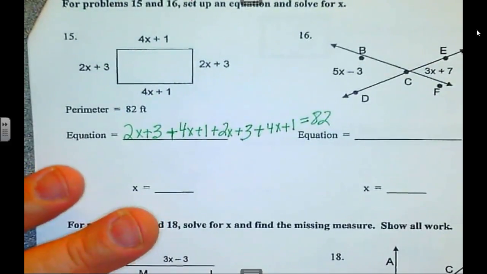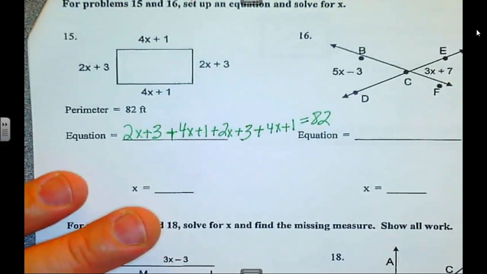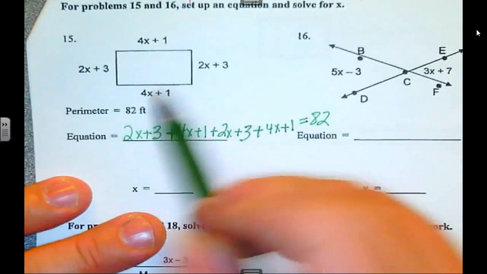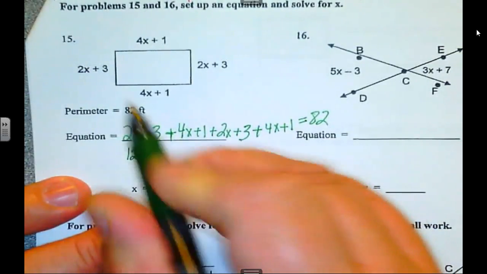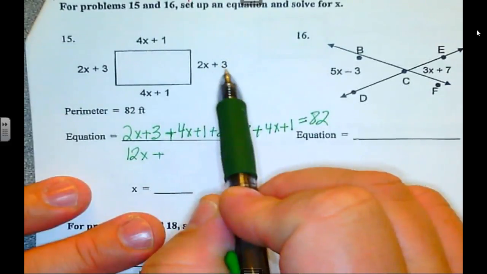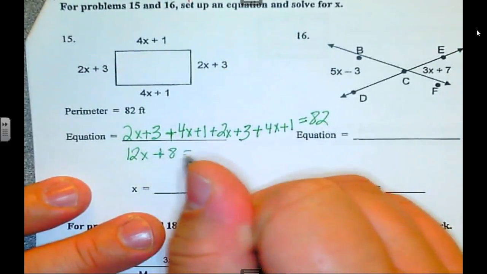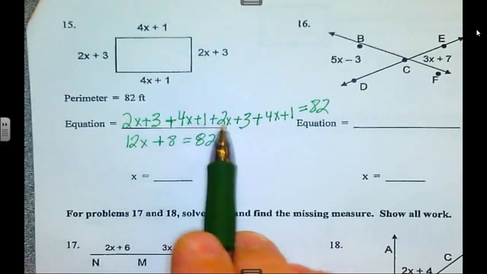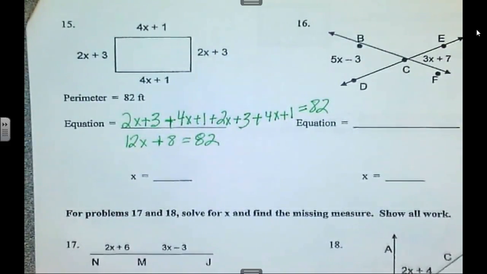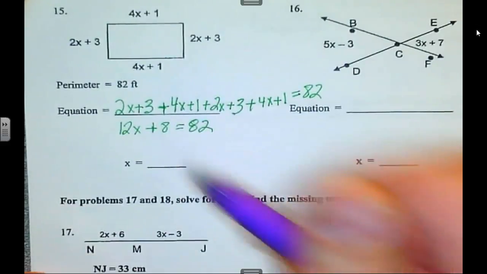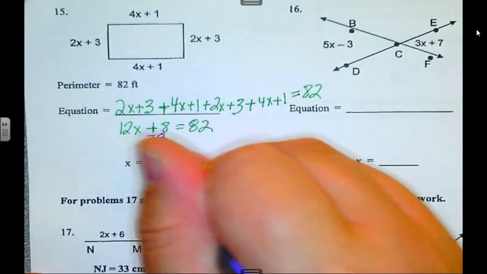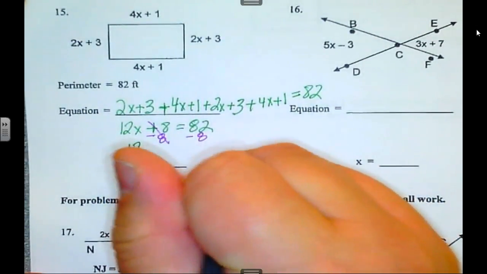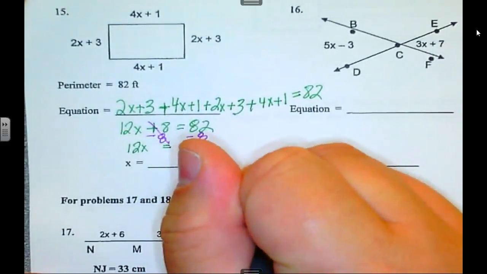Now, what Ethan was saying, well, let's just add up all the x's. Let's see, 2x, 6x, 8x, 12x, plus, then add up all your numbers, 3, 4, 7, 8. That equals 82. It's kind of a shortcut. All he did was combine like terms. Subtract 8 from both sides. 12x equals 74.